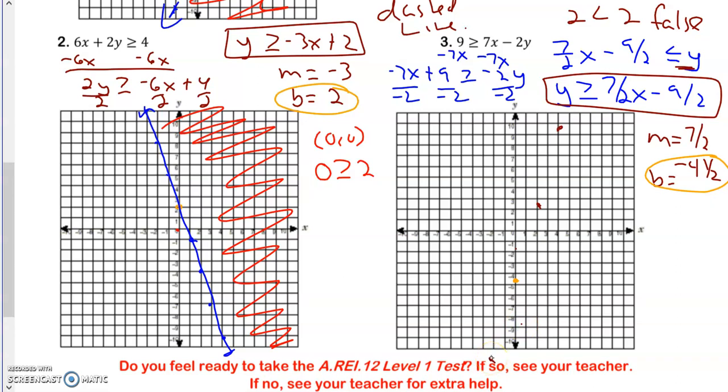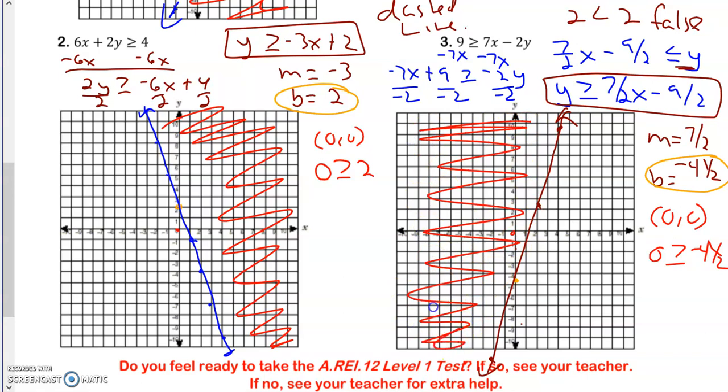Again, I see that it's greater than or equal to, so I am just going to make a solid line. Still, my favorite point is 0, 0. So I'm going to use 0, 0. And is 0 greater than or equal to negative 4.5? That is a true statement. So therefore, I'm going to be shading over the 0, 0.